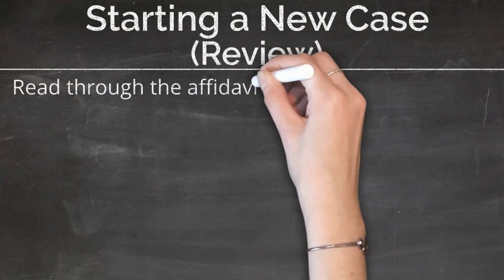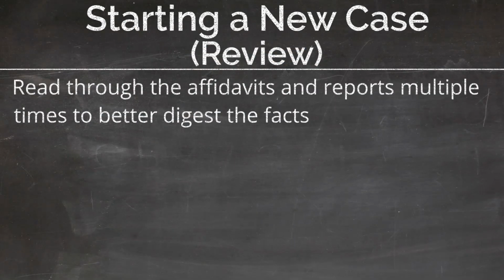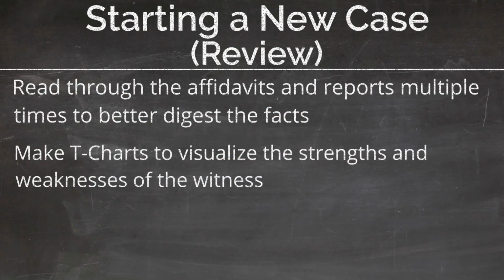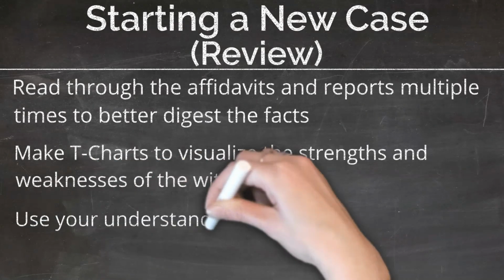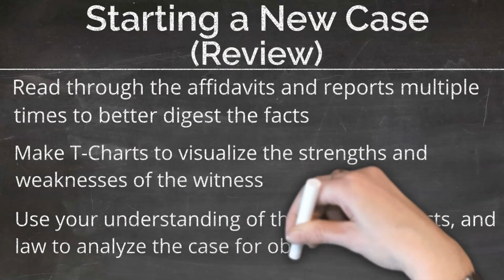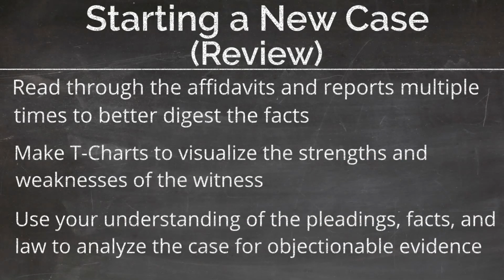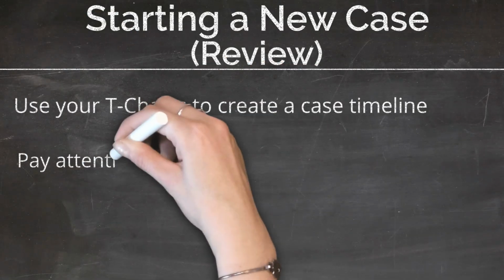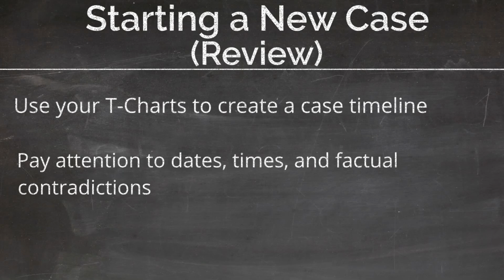Once you're into the affidavits, read them a couple of times. Make your T-chart so that you know what this witness brings to the table for both sides. And as Ben pointed out, you're probably going to want to put line numbers. You'll use them later. Go back to the case law. Now apply those facts to the law to see what's going to work and what's not going to work. And then finally, make the case timeline so that it all has a bird's eye view to fit together.